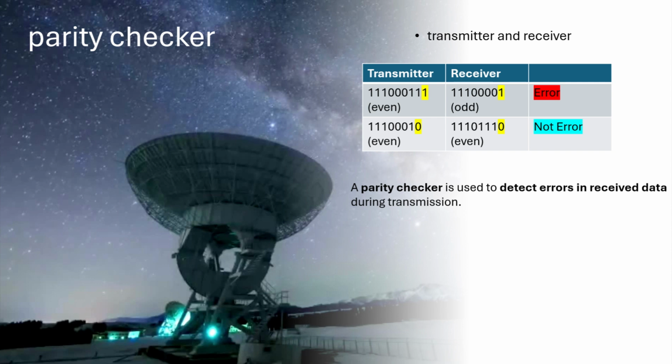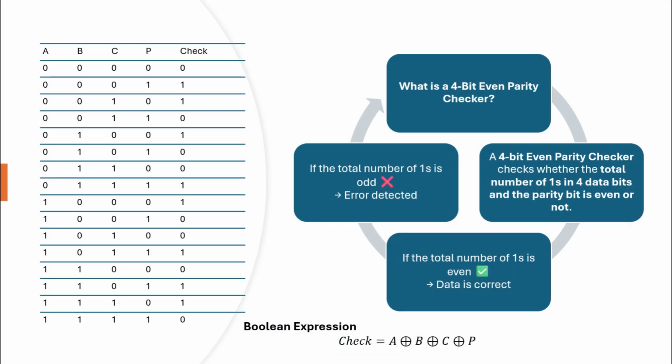Why? Because it is simple, it is very fast, and it is cheap to build. You will find parity checking in computer memory, in simple data transmission, and in many communication systems. In the next slide, we will look at a complete example of a 4-bit even parity checker. Now let us put everything together with a complete example.